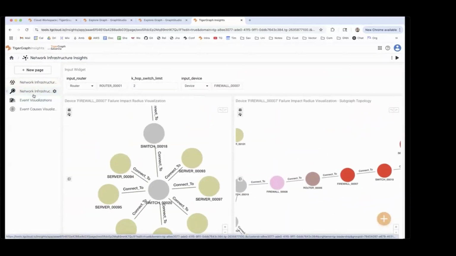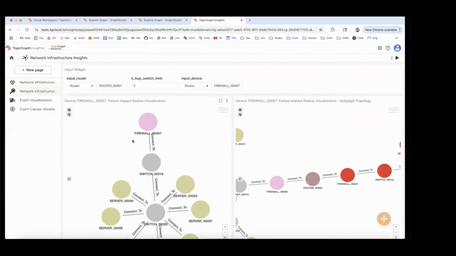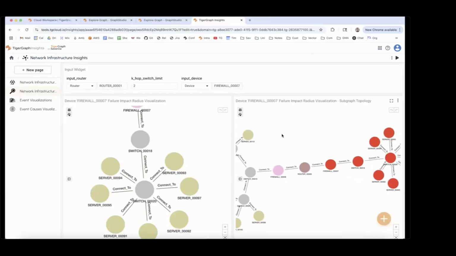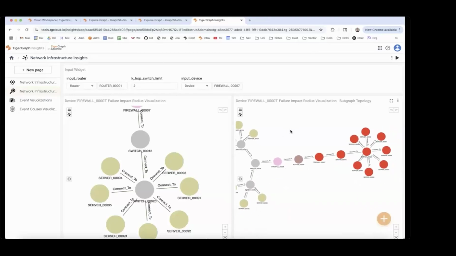So moving on to the failure impact radius. Now this page highlights single points of failure. So again, if a device fails, I want to be able to identify other devices that could be affected. A device is considered failed if it no longer has a path back to an active router. For example, here on the left-hand side, I can see that my firewall 7 is connected to switches 18 and 20. And if firewall 7 fails, then those switches will fail as well as all of the servers that are connected to them. I could see the same data here, but within the subgraph.